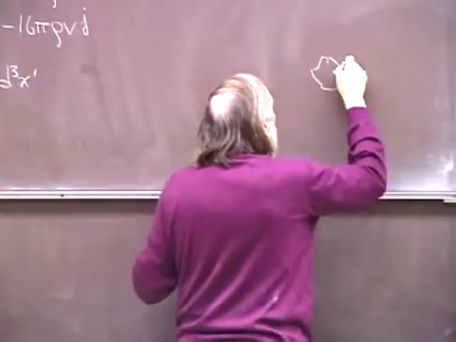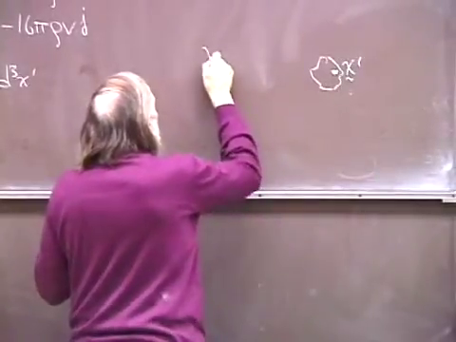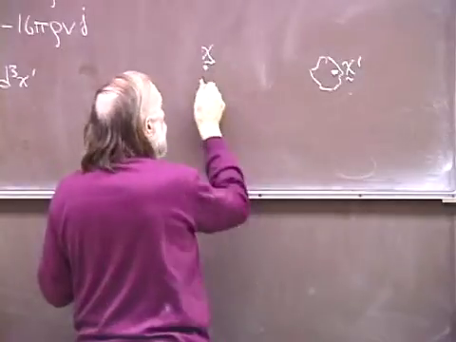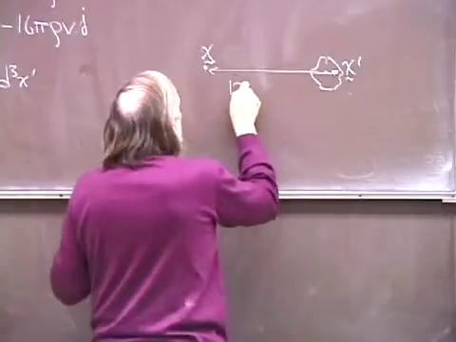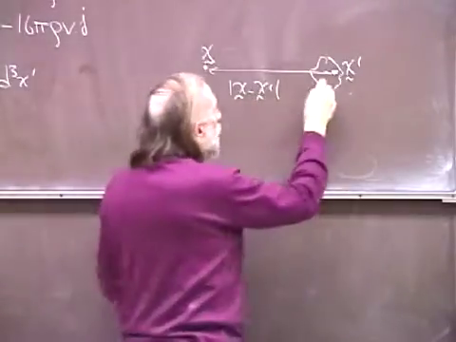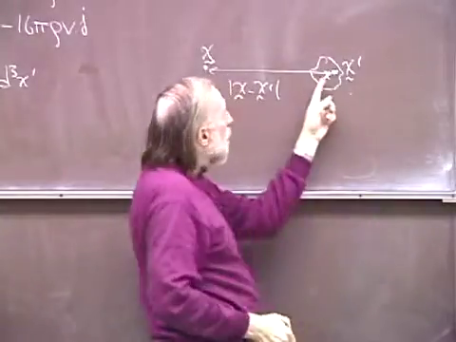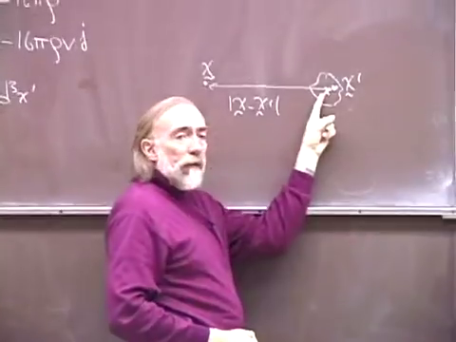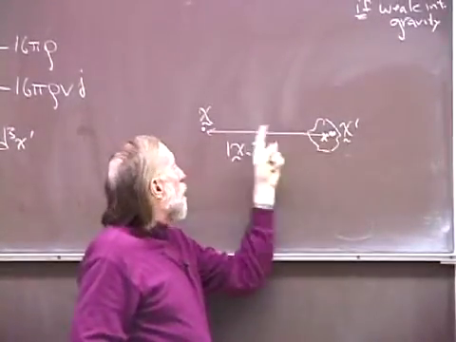So x prime is a point inside the source, and x is a point that is outside the source. It's the field point. And x minus x prime is the distance between them. And the center of mass, about which I will do my expansion, I'll put the center of coordinates at the center of mass. Center of mass is close to x prime, but much farther from x.